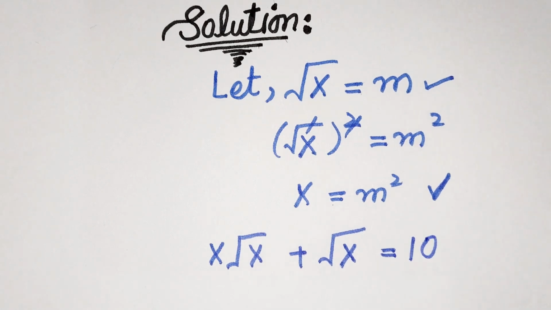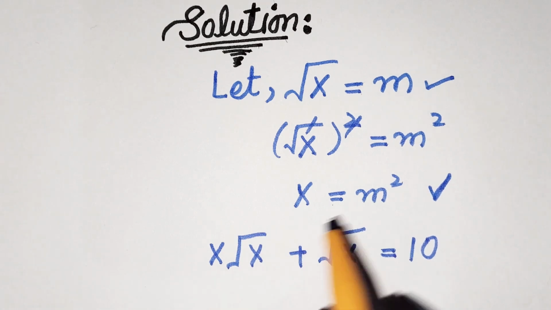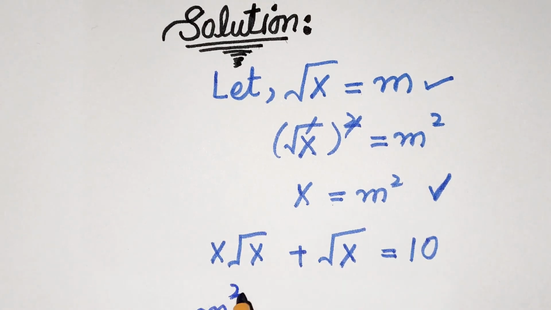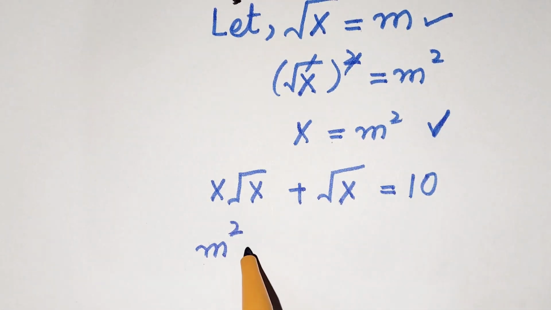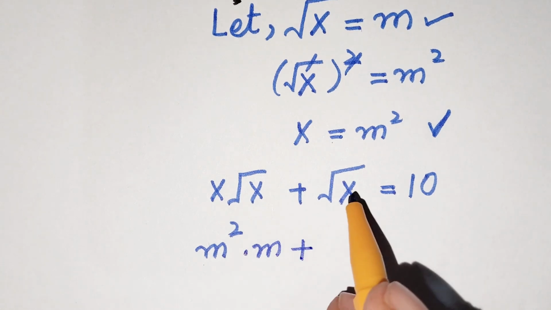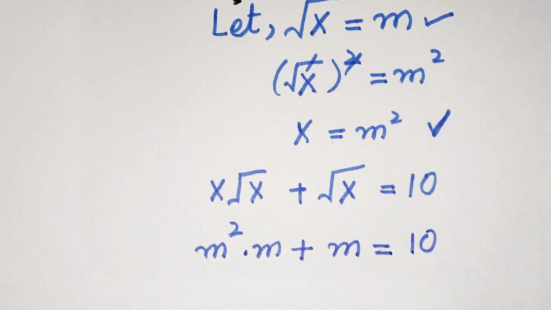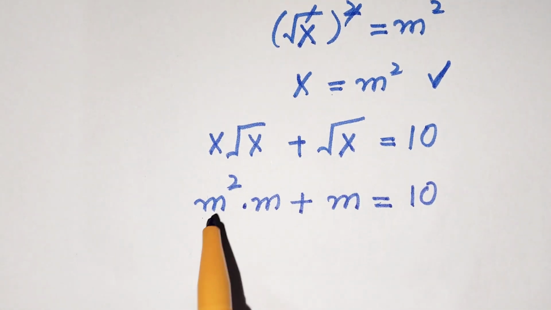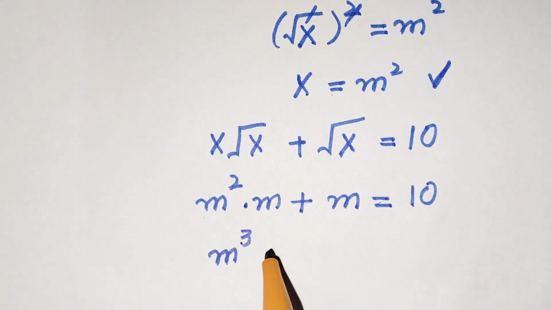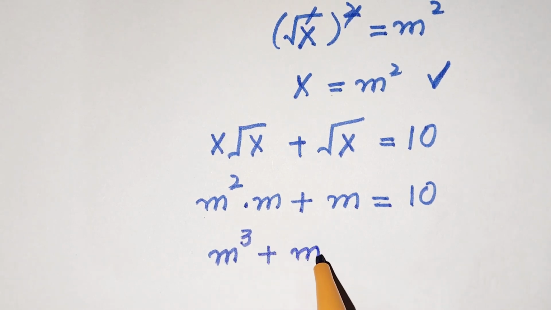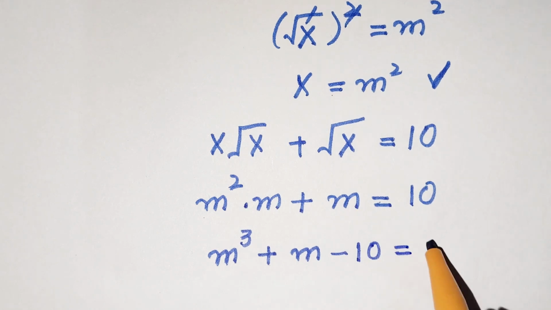So now we are going to put the value of x and √x. Here x is equal to m², and √x is equal to m, so m² times m plus m is equal to 10. Now we can see that the bases are the same, so the powers will be added. Then we get m² times m is m³, plus m. We can shift the 10 to the left hand side, then we get minus 10, which is equal to 0.